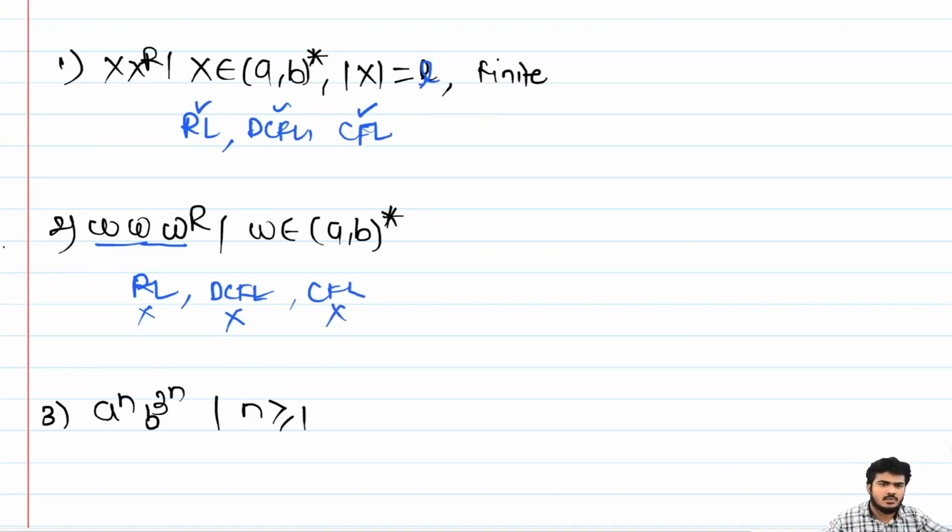Next, a to the power n, b to the power n, c to the power n. This is the language, and we have already seen that a to the power n b to the power n c to the power n itself is not possible to design a PDA for. So for such types of languages designing a PDA is not possible. So this is not a regular language and not a CFL. And when it is not a CFL, definitely it is not a DCFL. Let's see more.